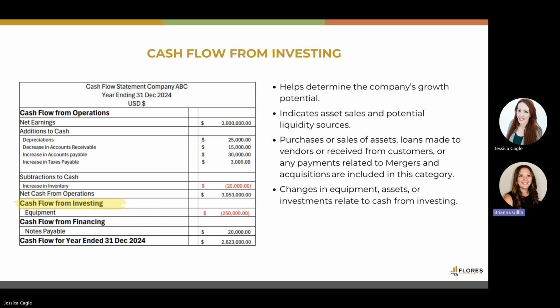Another cash flow type to discuss is from investing, as it helps determine a company's growth potential and indicates potential liquidity sources. This category would include loans made to vendors or received from customers, any payments related to mergers and acquisitions, and any purchases or sales of assets. Also included would be changes in equipment or investments related to cash from investing.